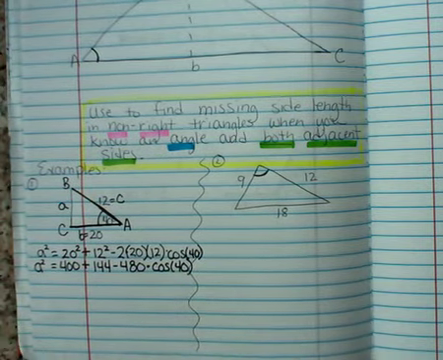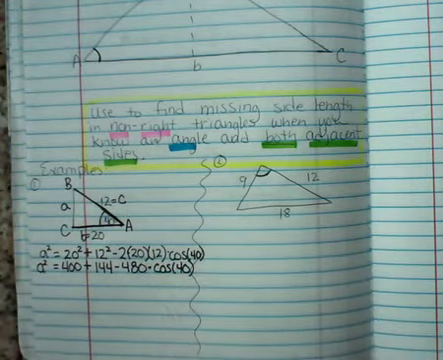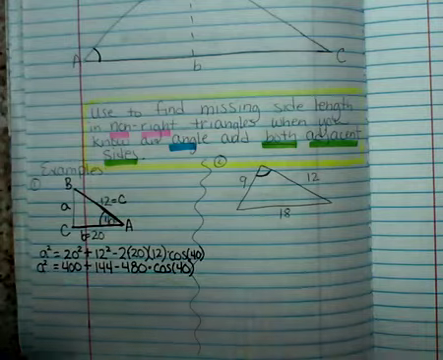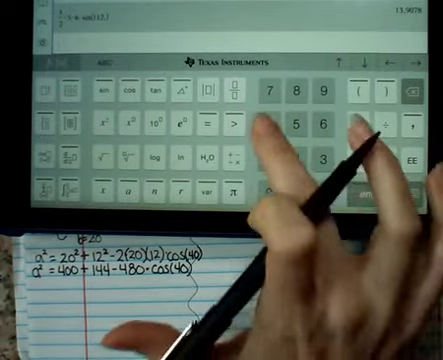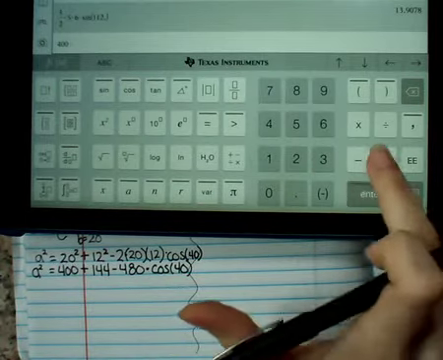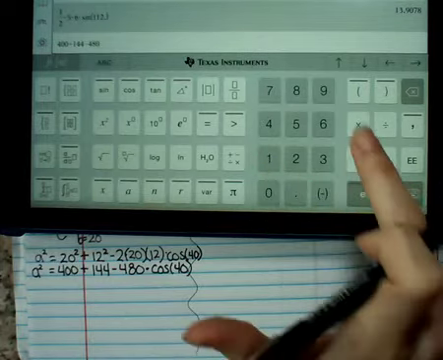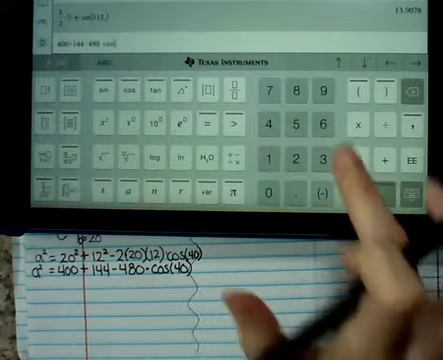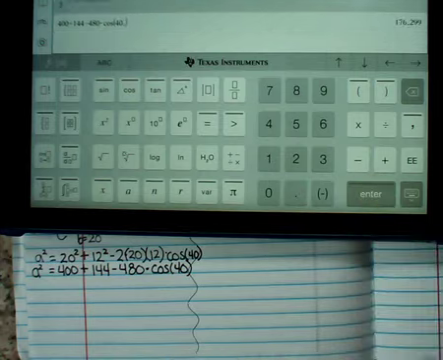At this point, I would recommend that you just go ahead and put that into your calculator. There's absolutely no reason we couldn't have started with this first line and put that into our calculator at that point. You can do it either way, simplify it a little bit, or put it all in at once. It doesn't matter. So we're going to do 400 plus 144 minus 480 times the cosine of 40. And I'm going to throw in that decimal so it gives me the decimal answer. So we end up with 176.299.